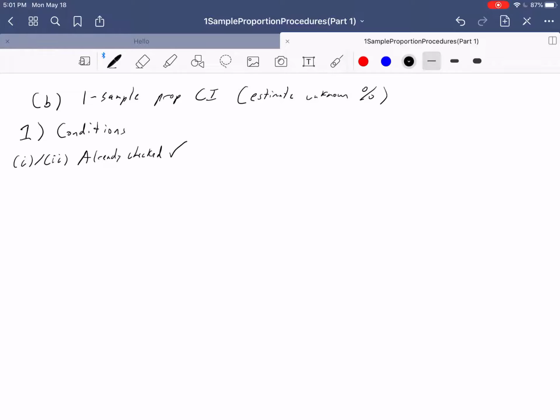So we're all good with that. Unfortunately, though, condition 3, as we talked about, is a little bit different. It is not based on that np and n(1 minus p) being greater than or equal to 10. Instead, we need to check the successes and failures. So let's think about the successes. How many successes did we have?